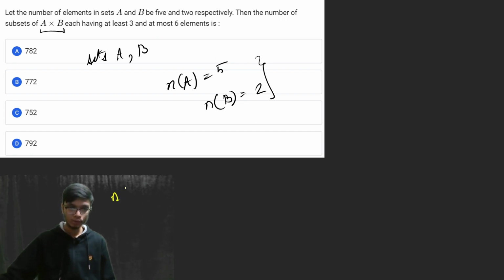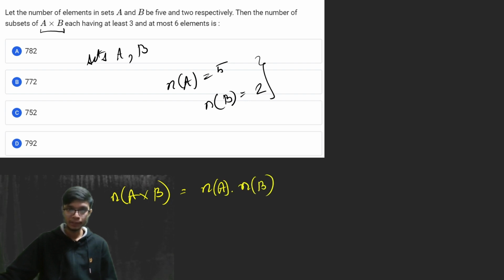What is the cardinality of A cross B? If you compute the Cartesian product of the sets A and B, then the cardinality is directly given as cardinality of A into cardinality of B. Because what is a Cartesian product of A and B? That is basically all the possible relations that can be possible from set A to set B. So the number of elements in A cross B is equal to the product of the individual elements, and that will basically be 10 elements.